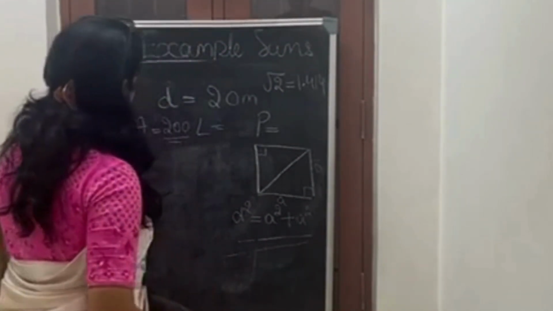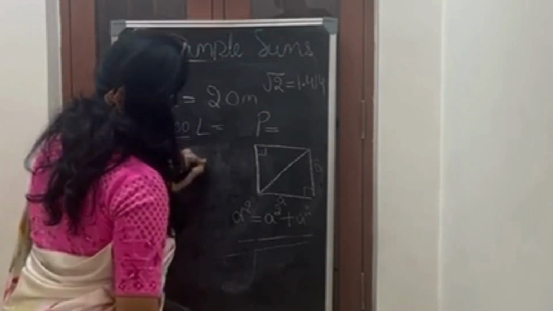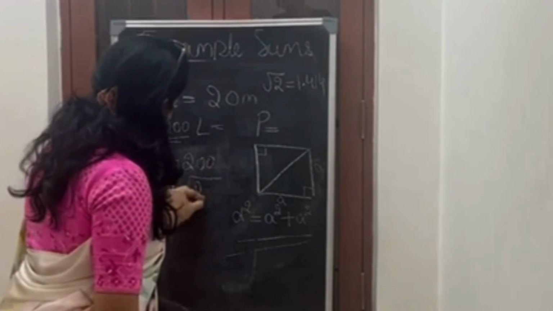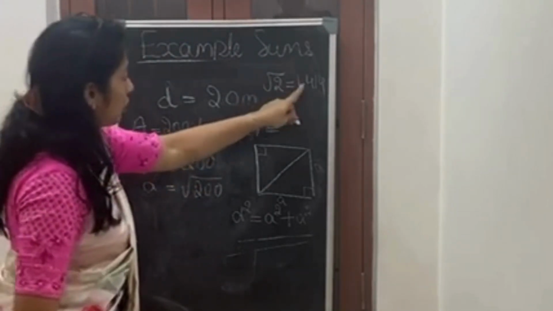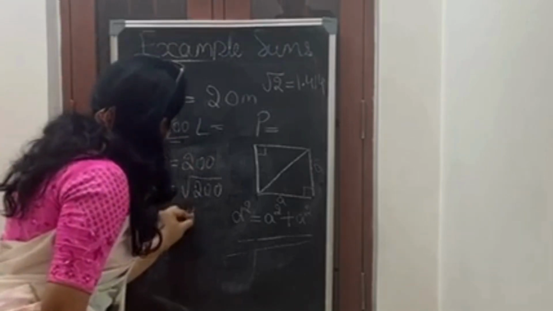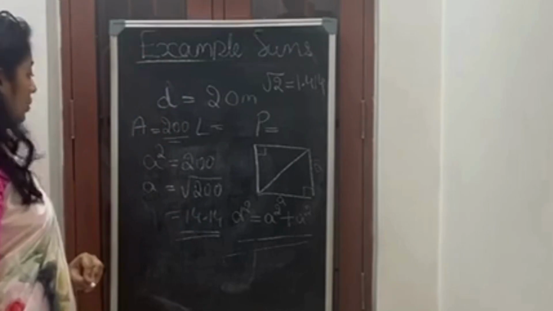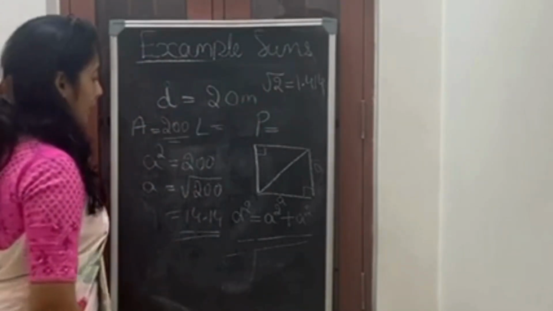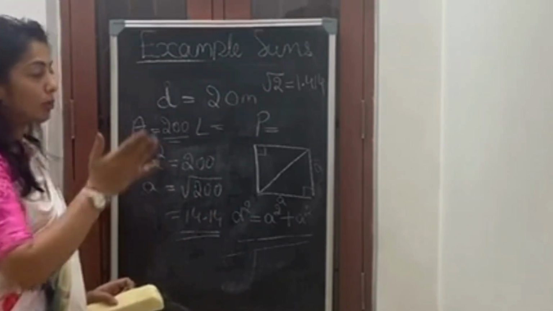To find out the length, I will do a square equals to 200. So a equals to square root of 200. Now again, square root of 2 is 1.414. So square root of 200 will be 14.14. Okay, you have to remember this to solve this quickly. Otherwise you can use the method of square root. I have taught how to find out the square root in my last video.